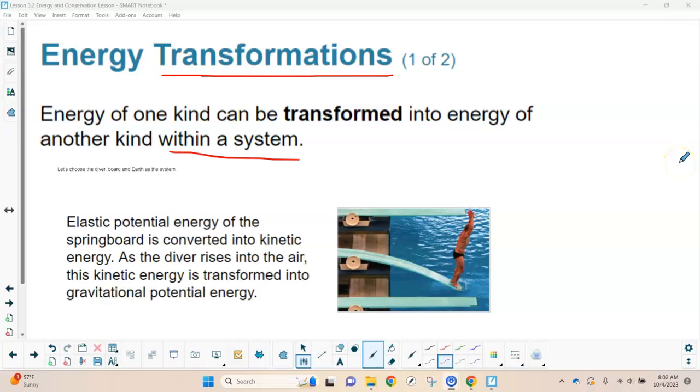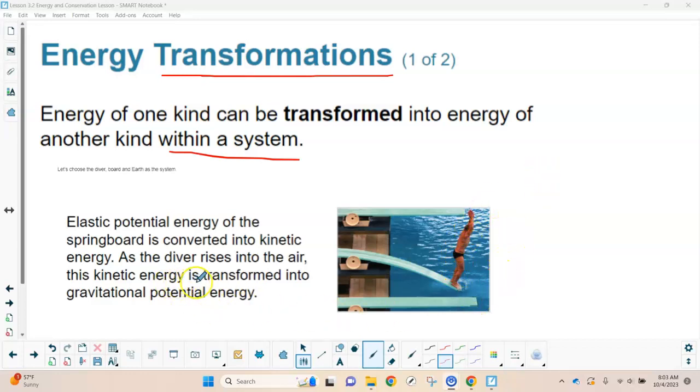So an example of this would be in this picture here. We have a diver that looks like they're compressed somehow the diving board. So there's elastic potential energy, or that stretched kind of springish energy in the diving board, and that's going to be released or transferred into a different part of our system, into the diver. So the diver is going to gain kinetic energy because the board is moving and the diver is going to start moving. And then the diver is going to leave the board and go into the air.